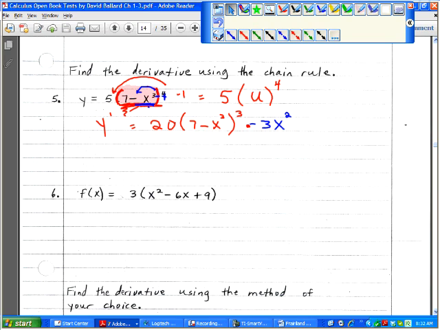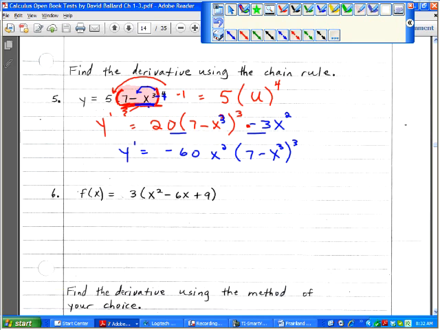Now, we could do some rewriting of that. We could say y prime is equal to, well, if I multiply those numbers, I would have negative 60 x squared times 7 minus x. This is a square right here. That's a cube. That's a cube. Cubed. There we go. Negative 60x squared times 7 minus x cubed.